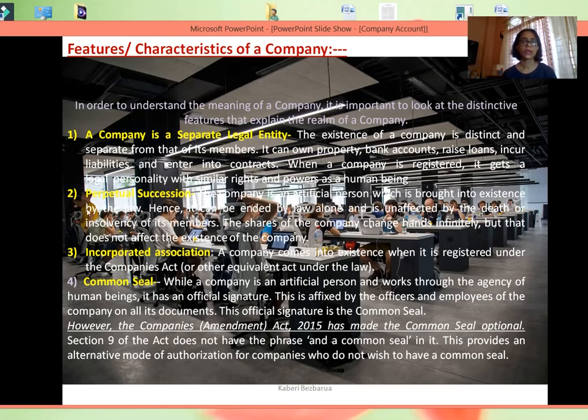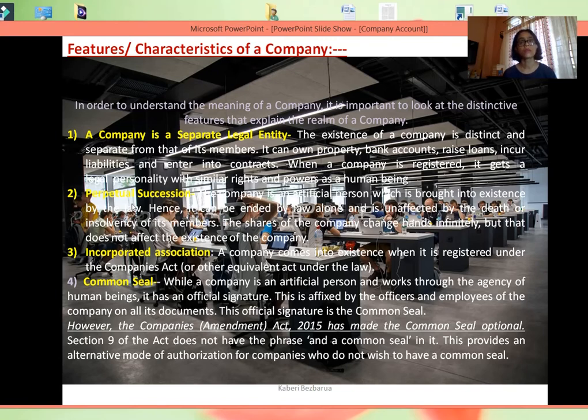Now, the second characteristic is that it's a perpetual succession. That means since a company is created by law, it can only be brought to an end or wound up or closed down by the act of law. As a result, in case of death or insolvency of any of its members or shareholders, it doesn't affect the continuity or the existence of a company.